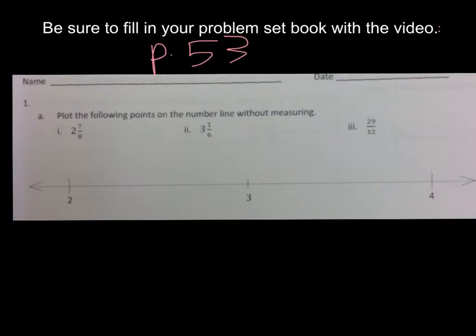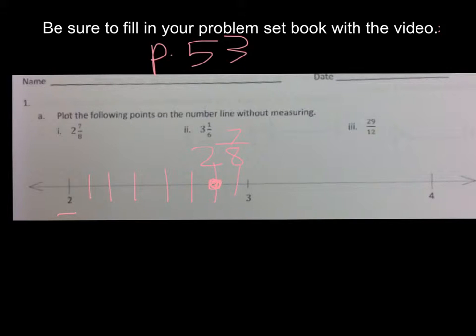So, if we look at our first number, we have 2 and 7/8. So we're going to start at 2, and then we have to imagine that between 2 and 3, it's broken into eighths. So for visual purposes, I will show you what that would look like. Now we have 8 pieces. So if we're plotting 2 and 7/8, we would go to the 7th line, and that is where we would plot 2 and 7/8.